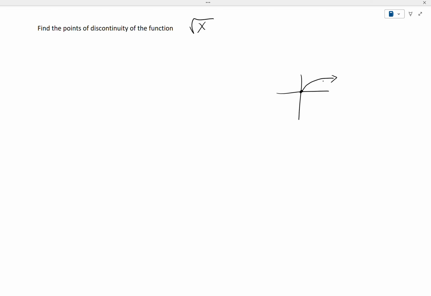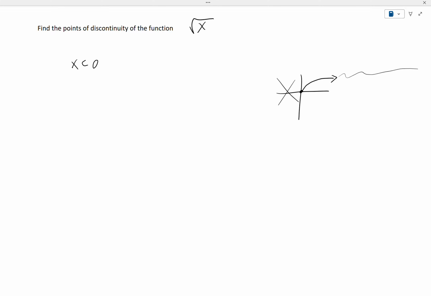Well, I know it's continuous for everything that's over this way. However, it's not continuous anywhere over here. So that's going to be for all values of x less than 0. But how did I know that other than just looking at the graph? In other words, how could I prove that those are the points where this function is discontinuous?